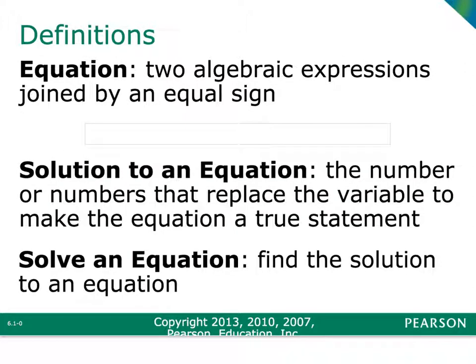An algebraic equation is going to join two algebraic expressions together with an equal sign. So a really basic equation could be something like x plus 2 equals 4. So notice that you do have an equal sign, you have an expression on the left-hand side, you have an expression on the right-hand side.